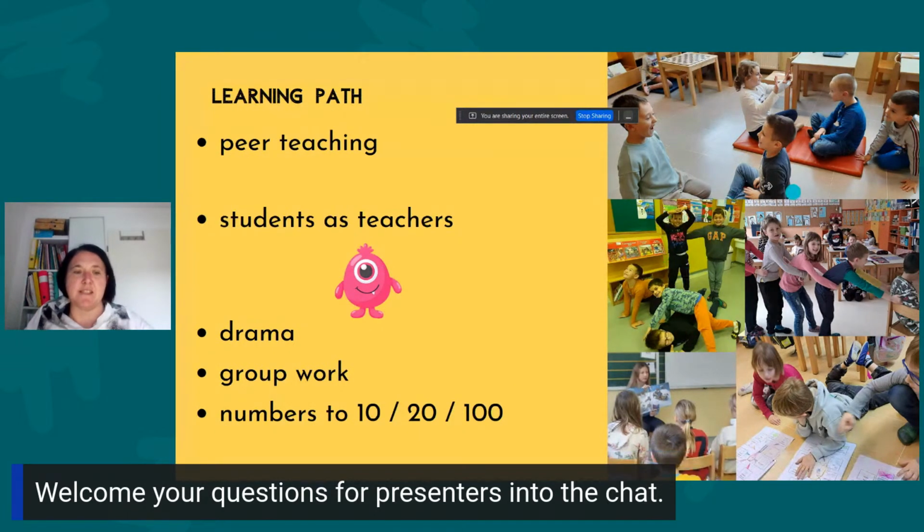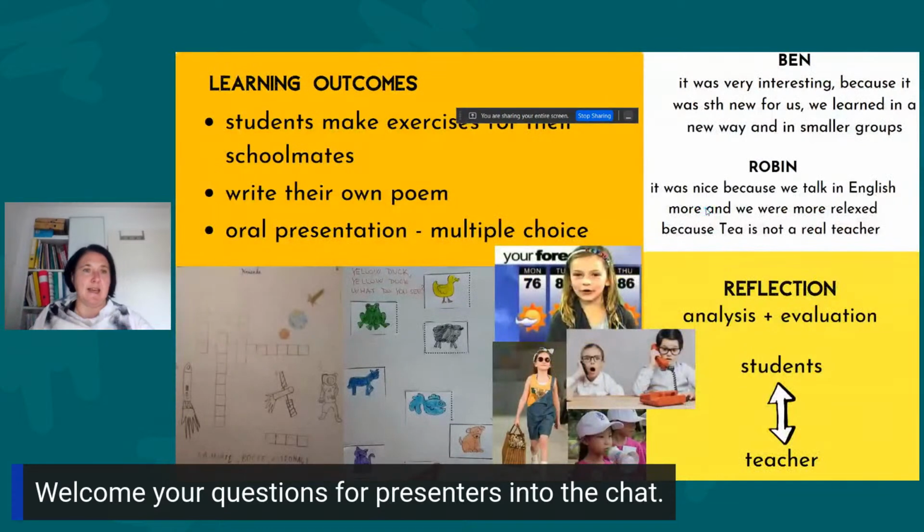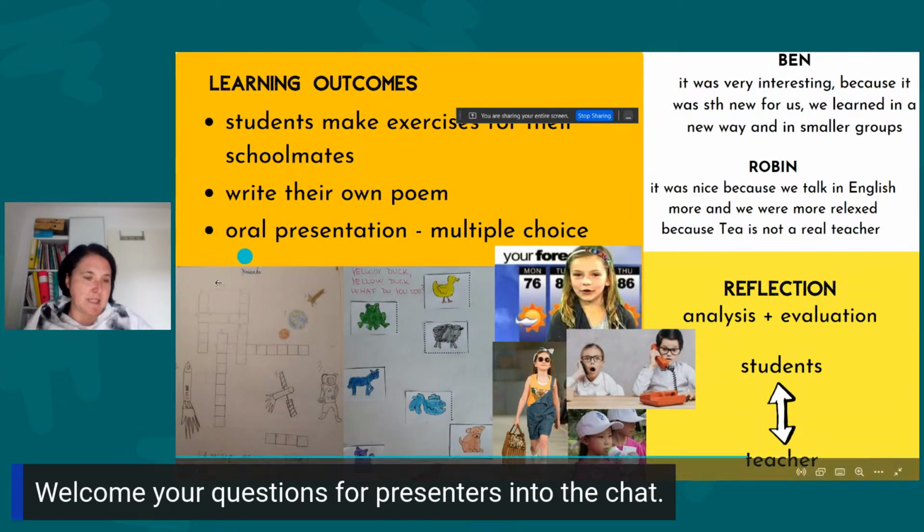Okay, and here we talk about how engagement is also collaboration. This is a miming game, a group's miming game, and they can show different seasons. Learning outcomes: students make exercises for schoolmates, better students when they stop with their task. I say, okay, you can make the exercises on this topic for your schoolmates, and this is one example.